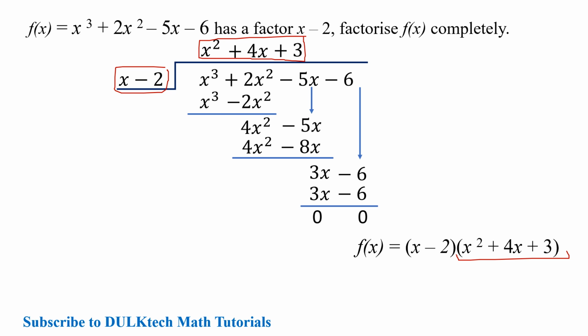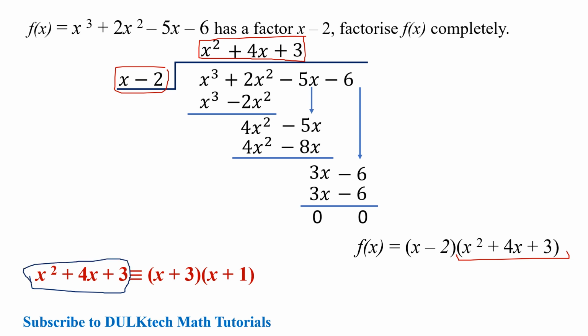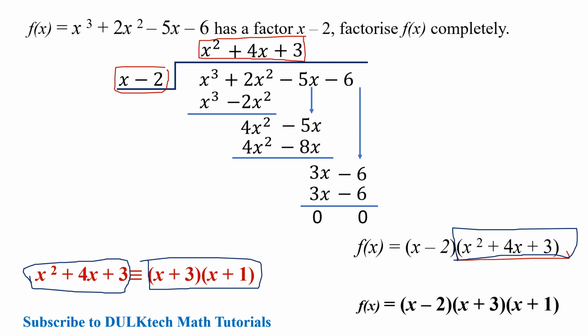Let's factorize this quadratic factor separately. If we factorize x squared plus 4x plus 3 completely, we get x plus 3 times x plus 1. So instead of writing this quadratic factor, we now write x plus 3 times x plus 1. So our f of x is now x minus 2 times x plus 3 times x plus 1. We have factorized completely.